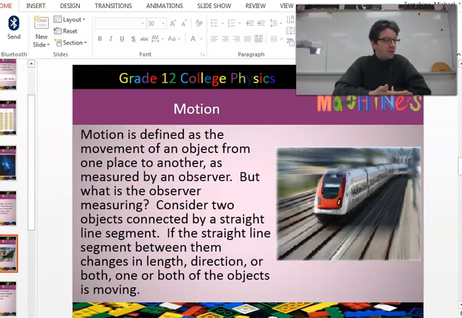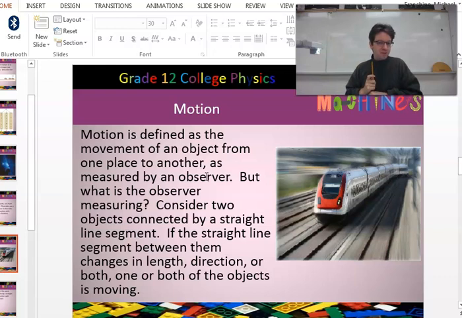All right, so motion, we define motion as the movement of an object from one place to another. Well, that's obvious, but the next part is very important. It says, as measured by an observer. So what does that mean? Well, let's look at the first part, movement from one point to another. So you have an object here in this location, and it moves over here to this location. We can call that motion.